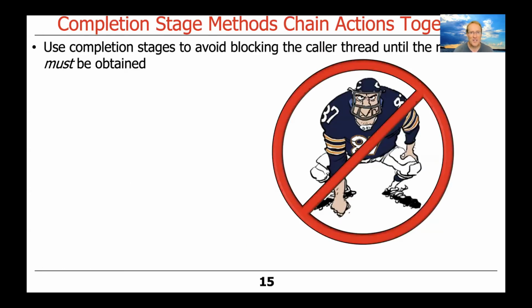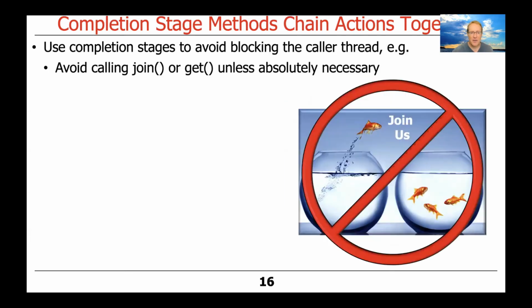So why do we do all this stuff? What's the whole point of this? Well, the whole point of this is to avoid blocking the caller thread until we really need to get the result. So it turns out that you don't want to call join, or even worse, get, unless and until it's absolutely necessary. And that's because the moment you call join or get, now you're putting synchronization into your program, and that's going to start underutilizing the available parallelism and make things run more synchronously than they probably need to.